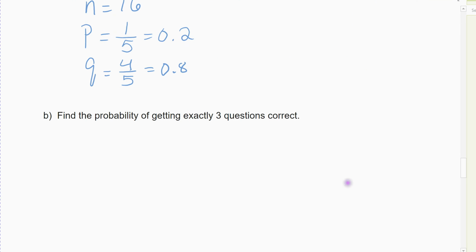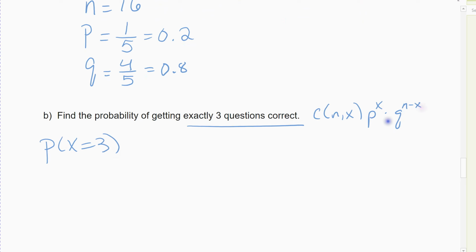And so now we're just going to set it up. First, find the probability of getting exactly 3 questions correct. So the probability that random variable X is 3. Remember the formula: combination n choose x, probability of success raised to the x, probability of failure raised to the n minus x. This would be the chances that you get it right. This is the chances you get it wrong. This is how many different ways you could do that. There's more than one way to guess 3 out of 16 questions right. You can guess the first 3, the last 3, or any combination of 3 in the middle. And so the formula does that.